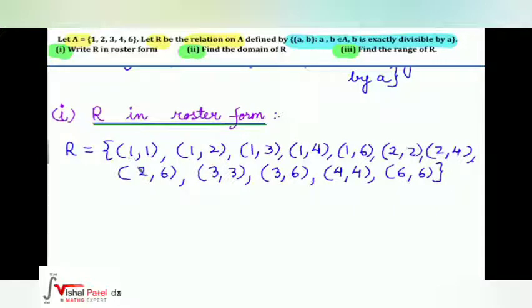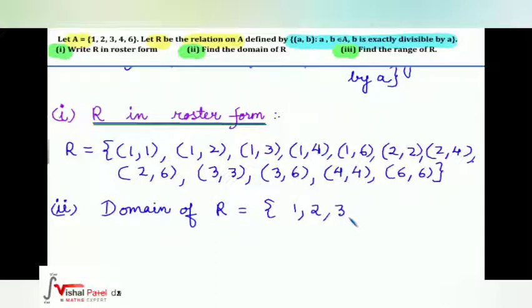So we can't write (6, 5), (6, 3), (6, 2), right? We also can't write (6, 3) because 3 is not divisible by 6, right? So just remember b is exactly divisible by a, not a is divisible by b. So the possible relations are these, and domain of R, we all know domain is the first element of your relation. So first elements are 1, 2, 3, 4 and 6, and that is your A.